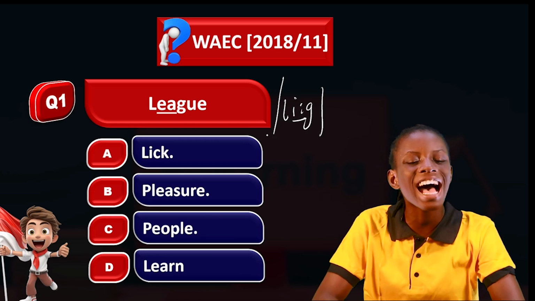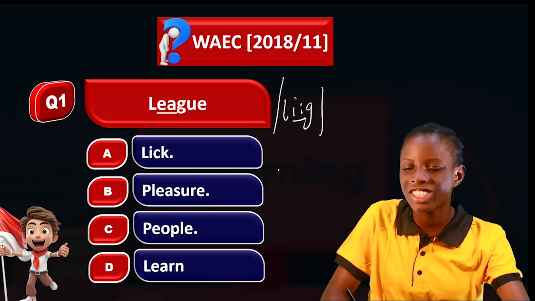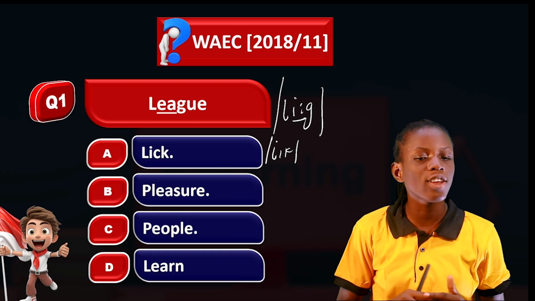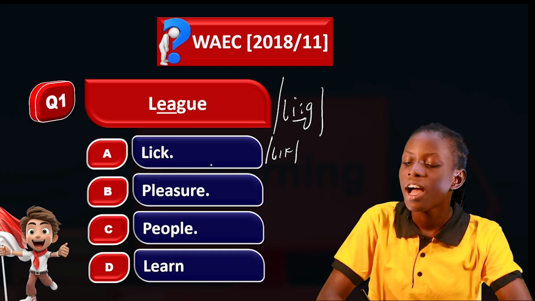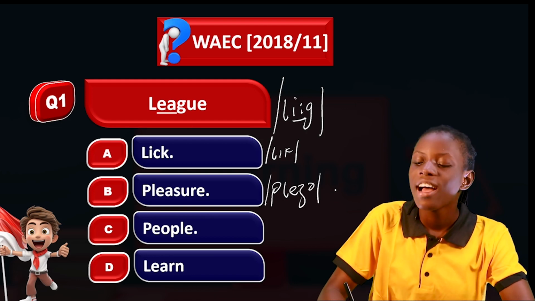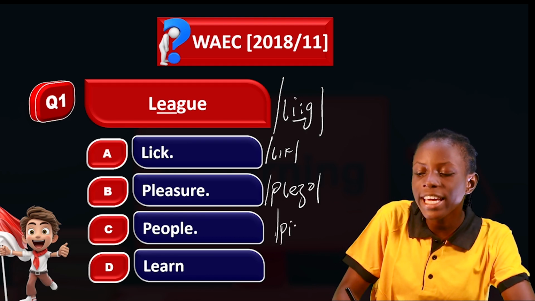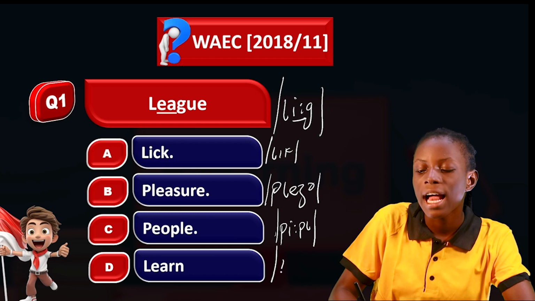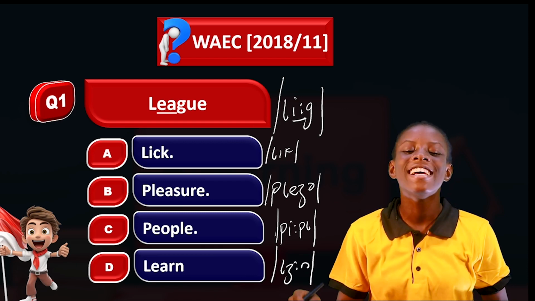So which of our options has the E sound? Option A is leak, transcribed with the long E sound. Option B is pleasure, not pleasure with the long E. Option C is people. And option D is learn. So our answer is evidently option C, people.